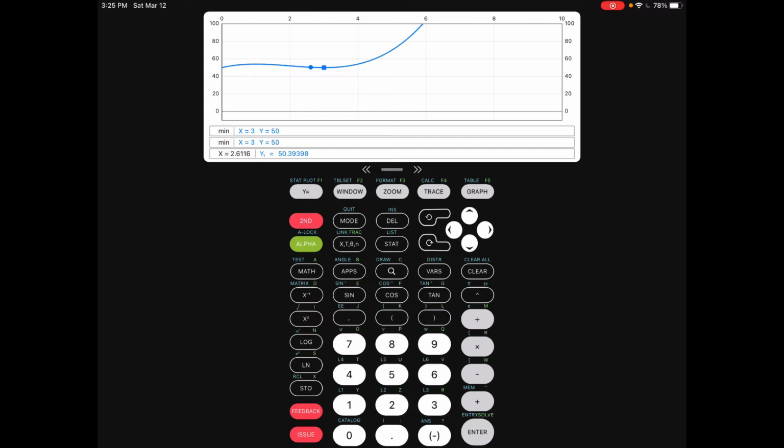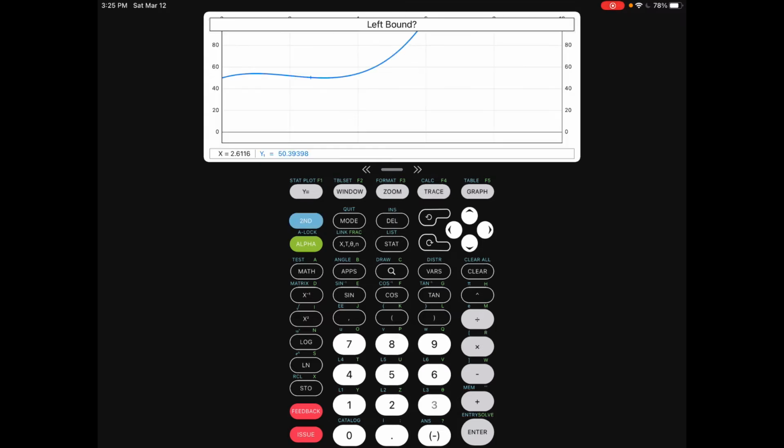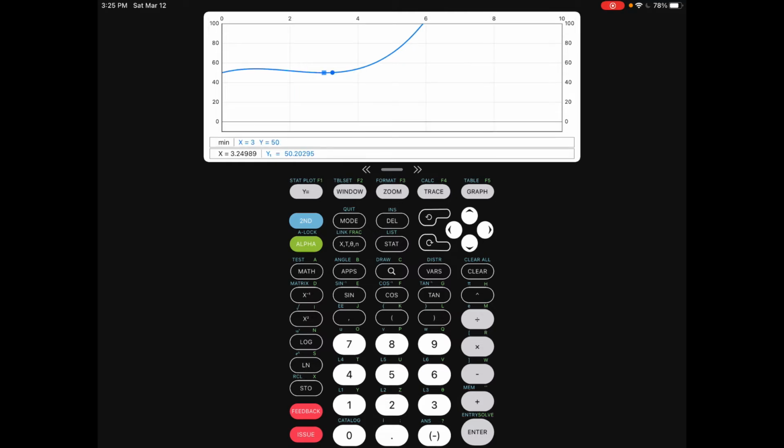I'm going to press second trace to find it. So I press 3. I tell it a left bound, and then a right bound, which may be a hair different on your calculator. It tells me that there's a minimum at x equals 3. And at that minimum, y equals 50. So this is an easy way to tell. Now you might also notice that when x equals 0, y equals 50.